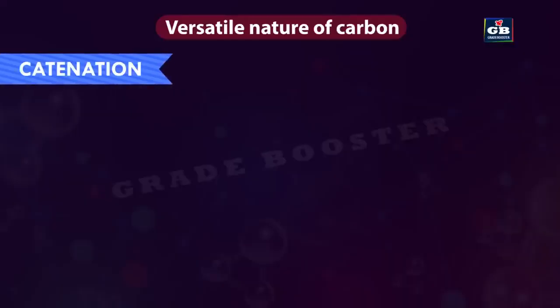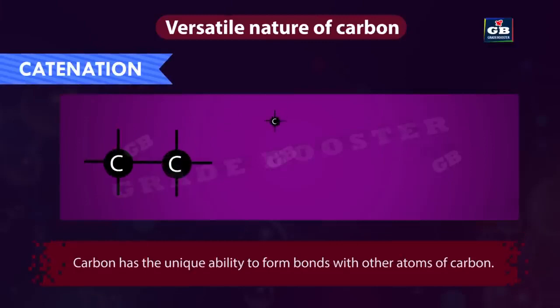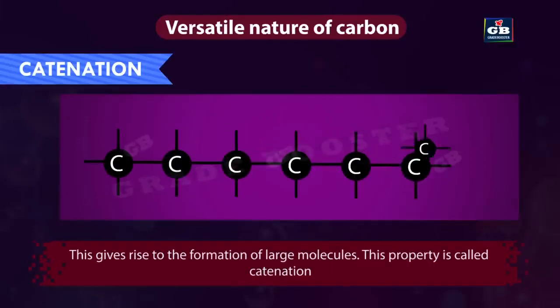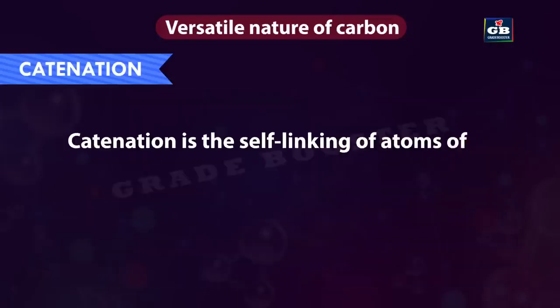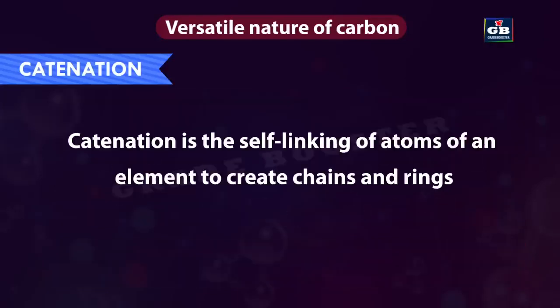Catenation. Carbon has the unique ability to form bonds with other atoms of carbon. This gives rise to the formation of large molecules. This property is called catenation. Catenation is the self-linking of atoms of an element to create chains and rings.